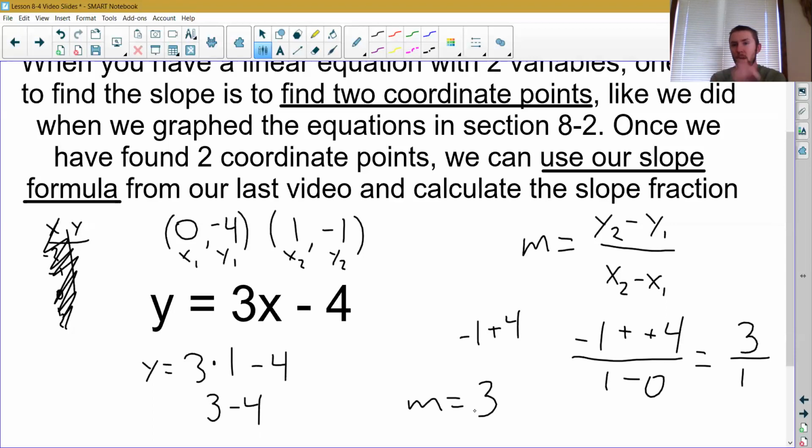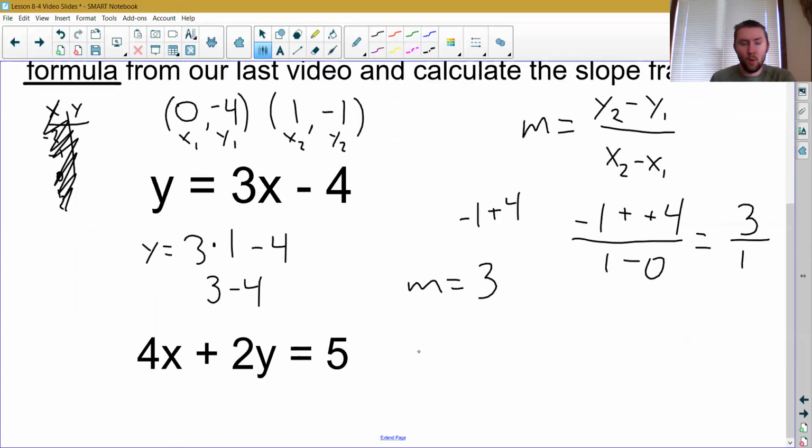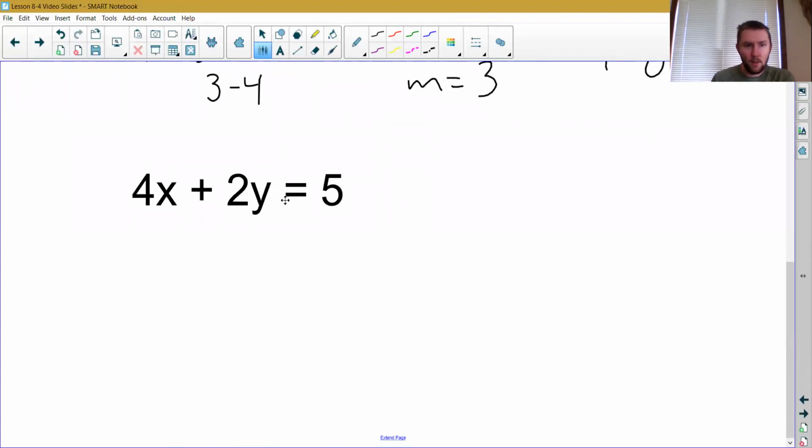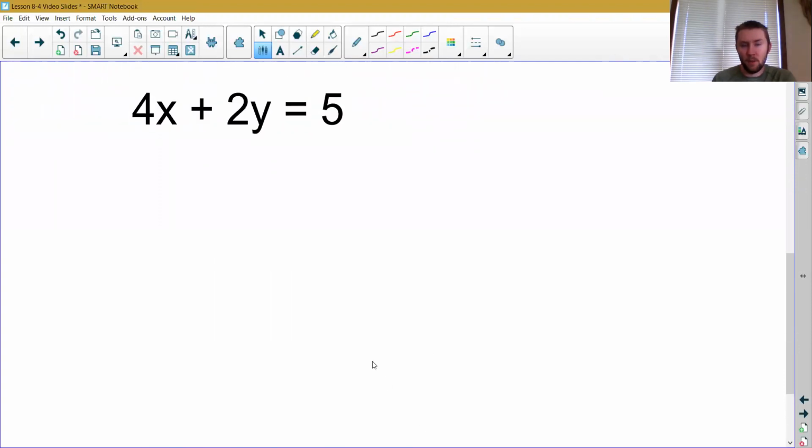So once I find my coordinate points, I just use my slope fraction to calculate the slope. Now, this gets a little bit trickier, a little bit more complicated when we get an equation that looks something like this. Okay, so 4x plus 2y is equal to 5. I'm going to do the same process.